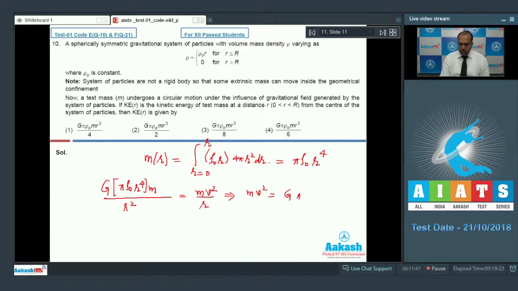G pi rho naught m into r cube, and the kinetic energy at a distance r can be written as mv square by 2. So it is equal to G pi rho naught m r cube divided by 2. So option 2 is the correct answer. Let's move to question number 11.